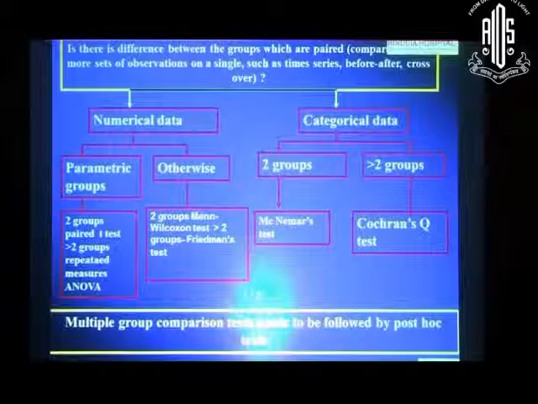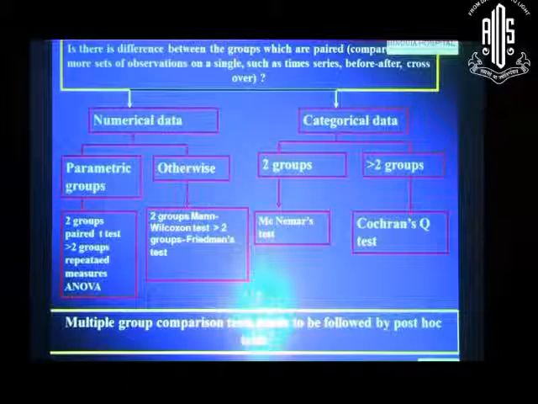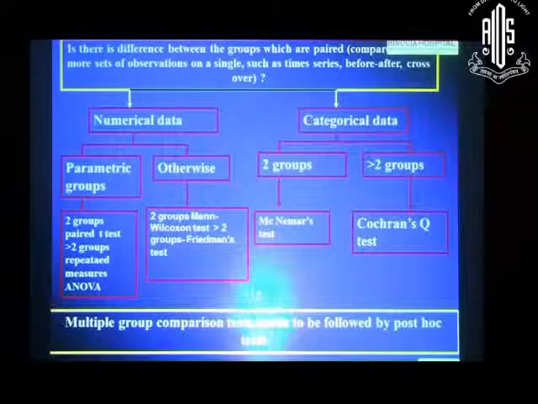Now, the common mistakes people commit: researchers, even in established, standard journals, make mistakes. People don't realize the difference between the unpaired t-test and the paired t-test. They consider that a t-test is all the same. That is the major mistake. If the group is paired, they don't do a paired t-test, they do a t-test, which is the unpaired t-test.